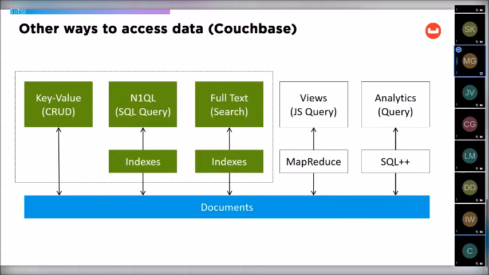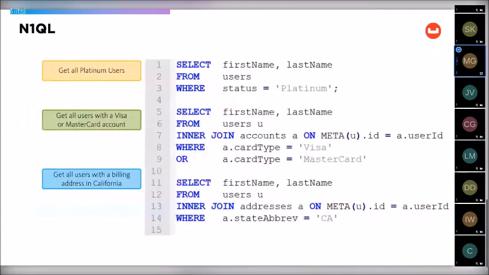Those are still present in Couchbase and many others, but they're on their way out. They're not as flexible, and they have some downsides. So they're still around, but they're just not being used as much. So let's look at N1QL first. This is Couchbase's query language.